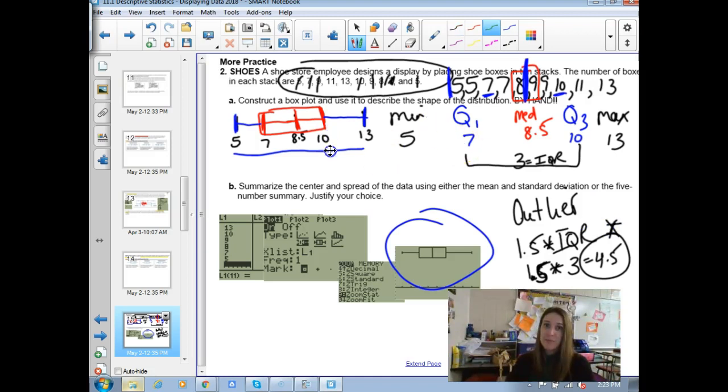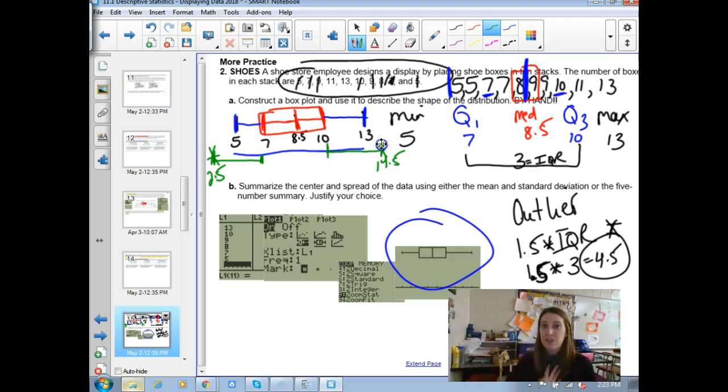So from 10, you're good until you get to 14.5, because that would be 4.5 above 10. And then from 7, you're good until you get to 2.5. So as long as you're within these boundaries, none of your data is considered to be an outlier. So I don't have outliers, which means basically you can justify almost any answer to me at this point.